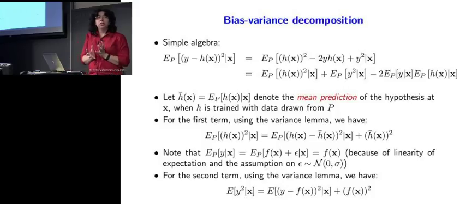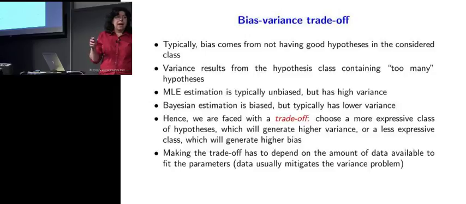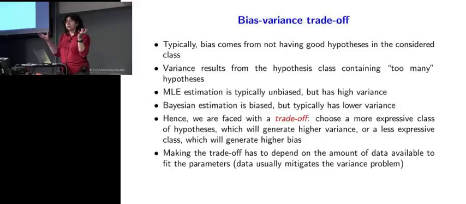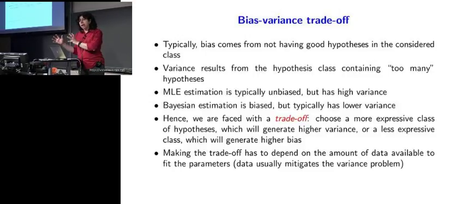So almost all learning algorithms have this bias-variance trade-off that you have to be mindful of. Bias is typically telling you that you don't have a good hypothesis in your hypothesis class, and it generates systematic errors that you cannot eliminate because your hypothesis class is somewhere else than the true function. Variance results from having too many hypotheses in your hypothesis class. If your hypothesis class is very rich compared to the size of the data set that you are using, then variance becomes an issue.